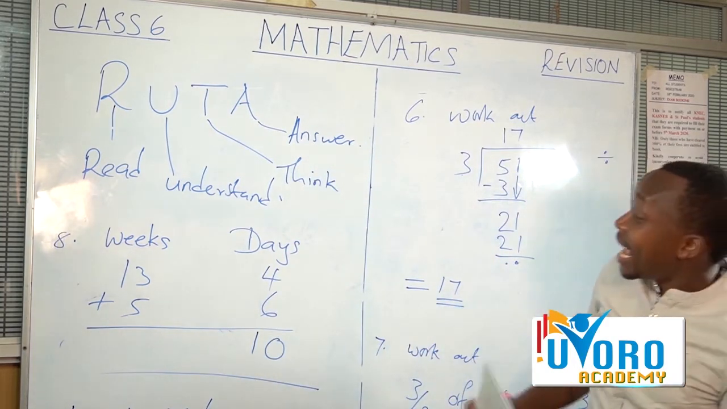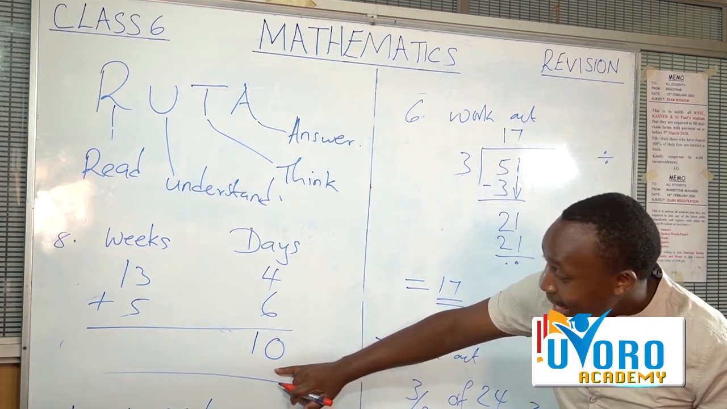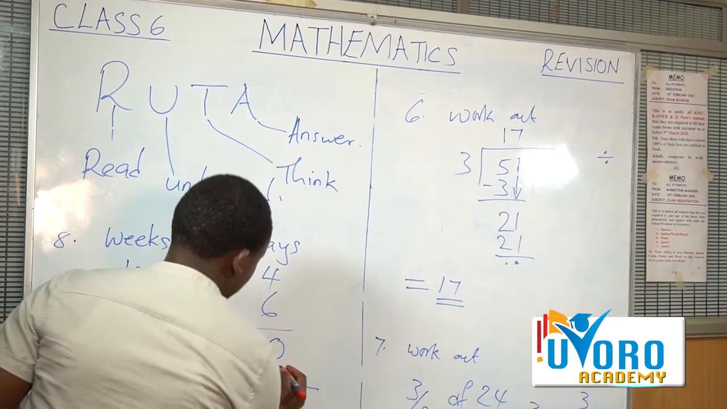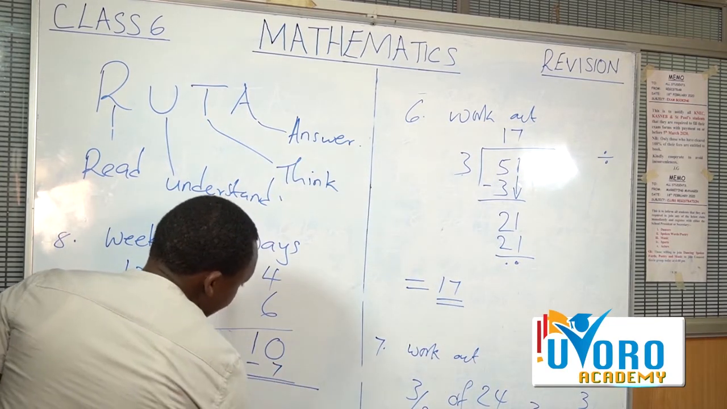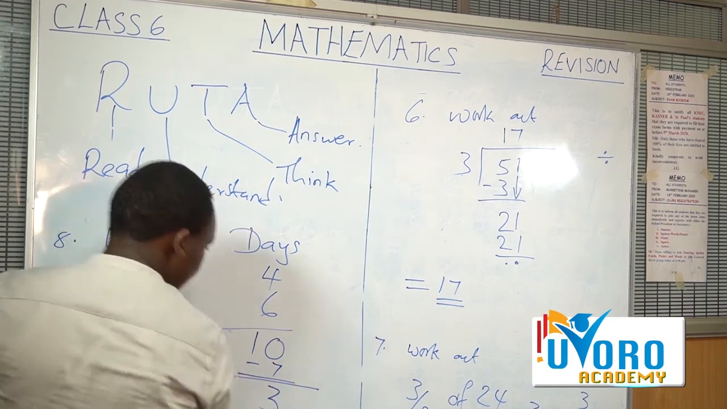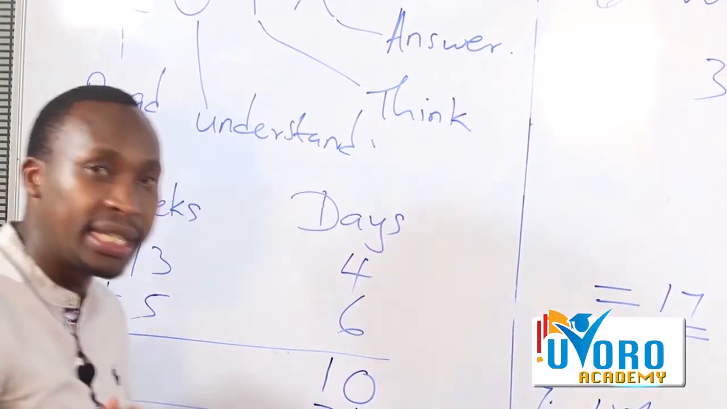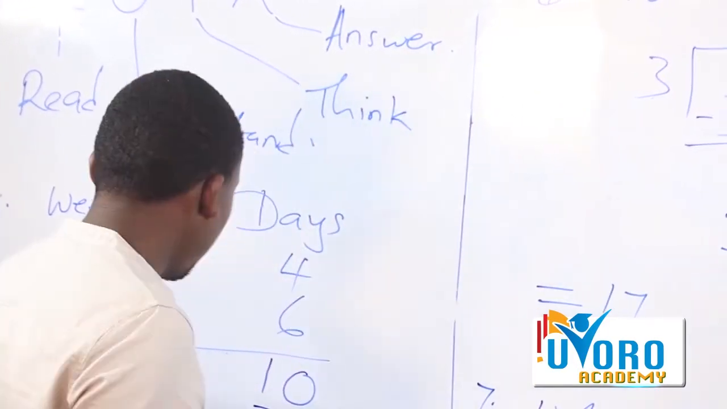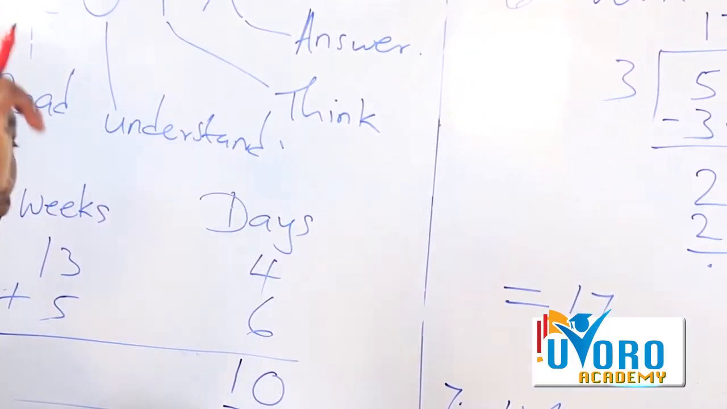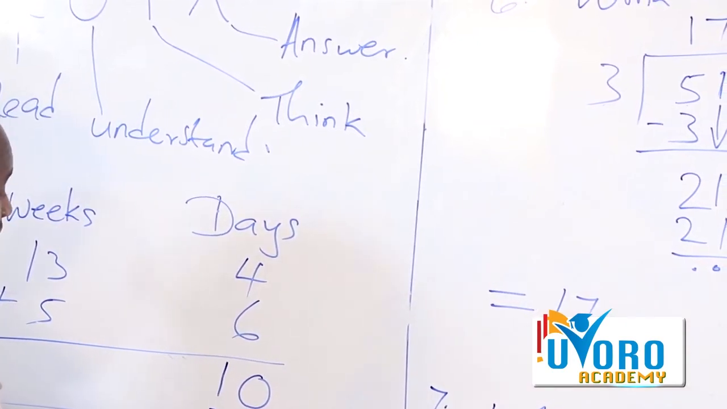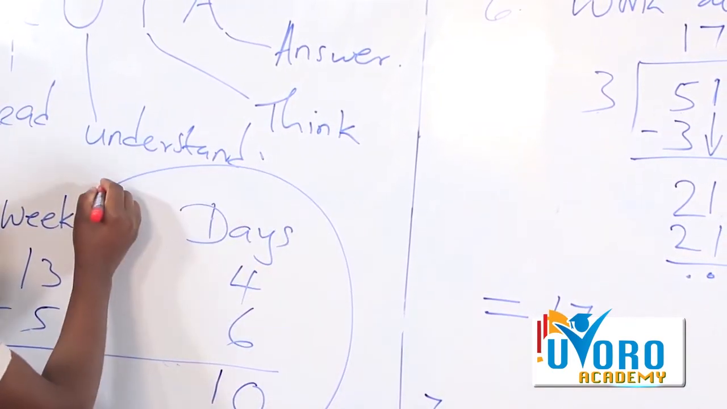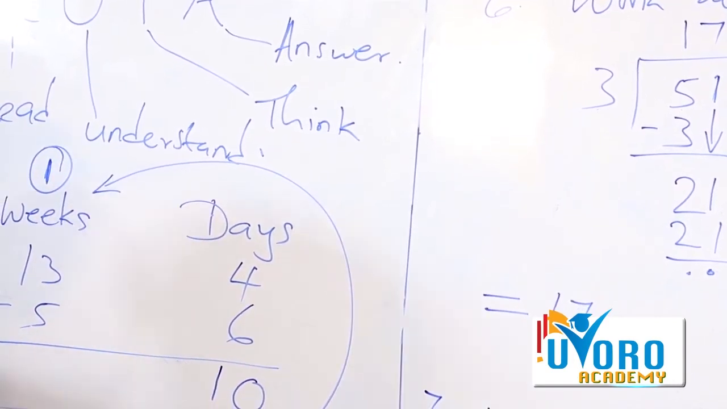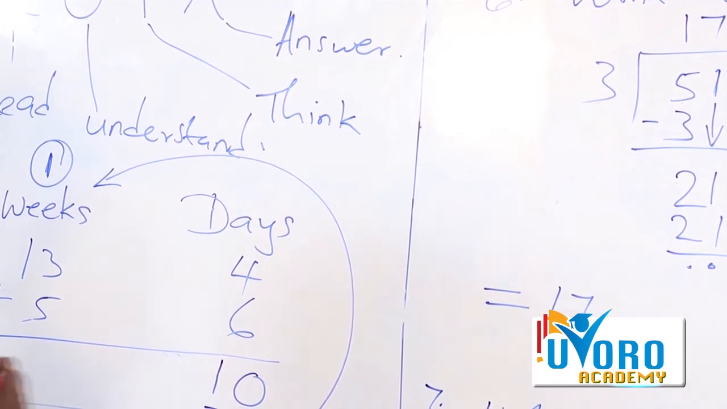Yes, very good. 10 has exceeded 7. So what are we supposed to do? We subtract 7. What has remained here? 3. How many 7s have we subtracted? It is only 1. This 1, we will carry it to the other side as 1, not as 7, as 1.